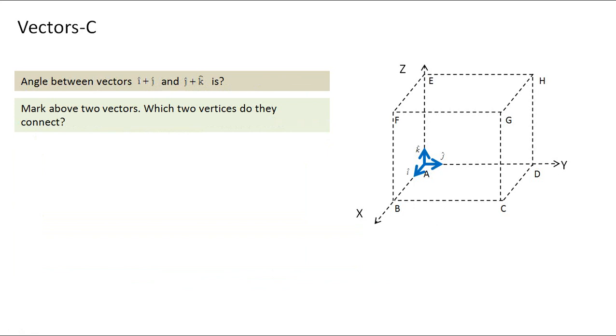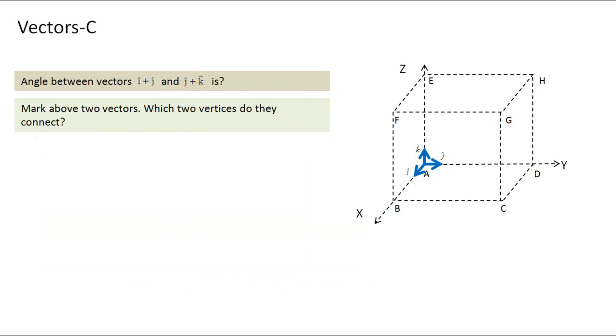Another important application of dot product or scalar product is to find the angle between two vectors which are given in component form. So here in this question we have two vectors, one is i cap plus j cap, another is j cap plus k cap. We need to find the angle between two vectors. Though we do not need to draw a diagram, but for our understanding, let's draw a graphical representation of these two vectors so that we get a mental picture of what is given here.